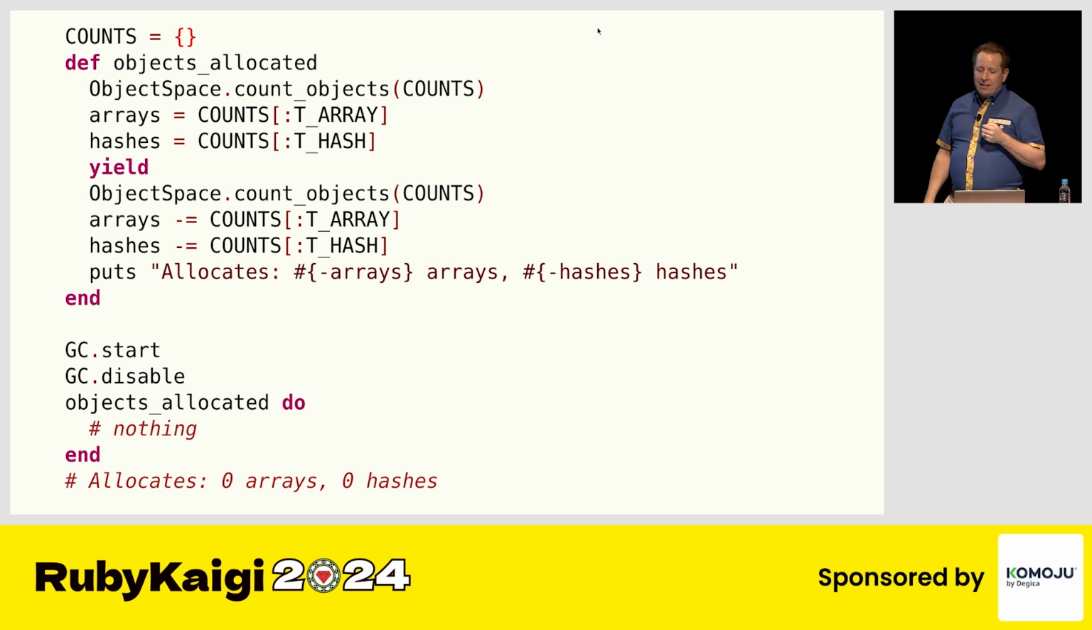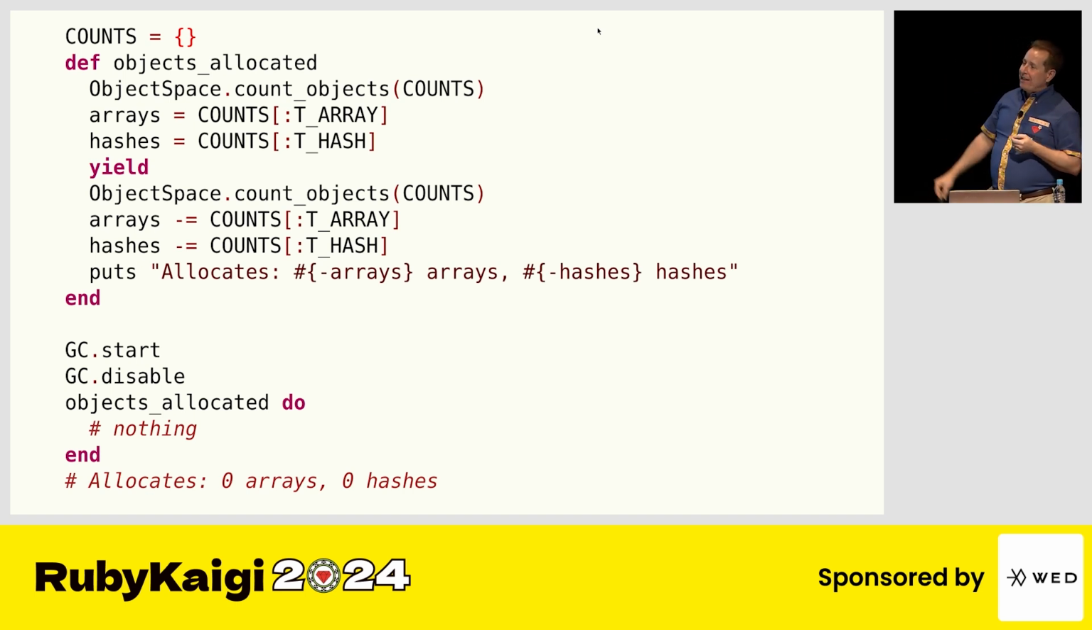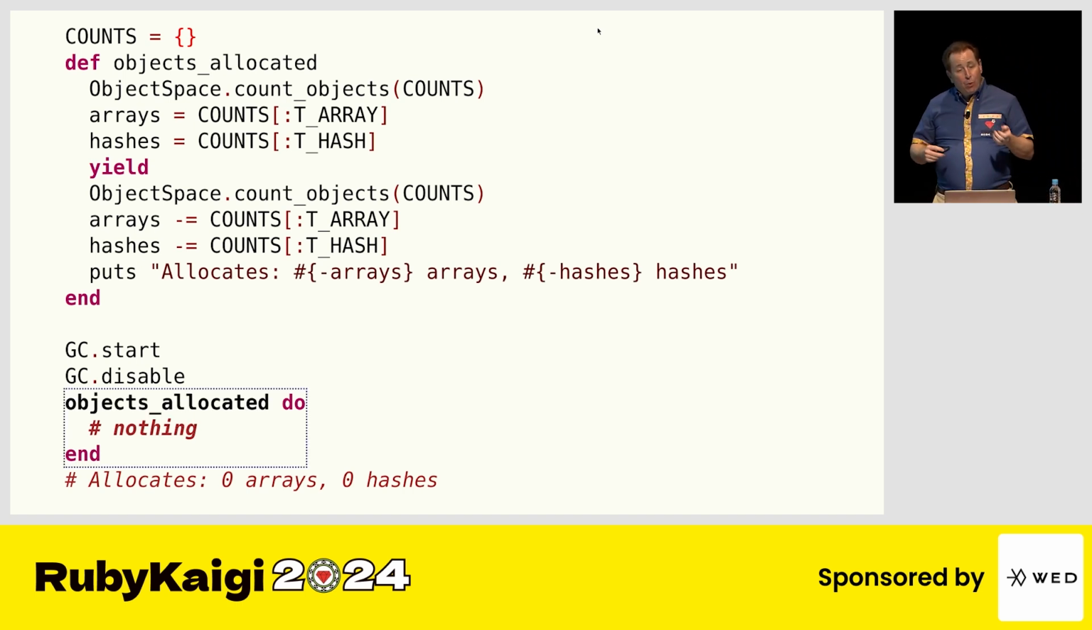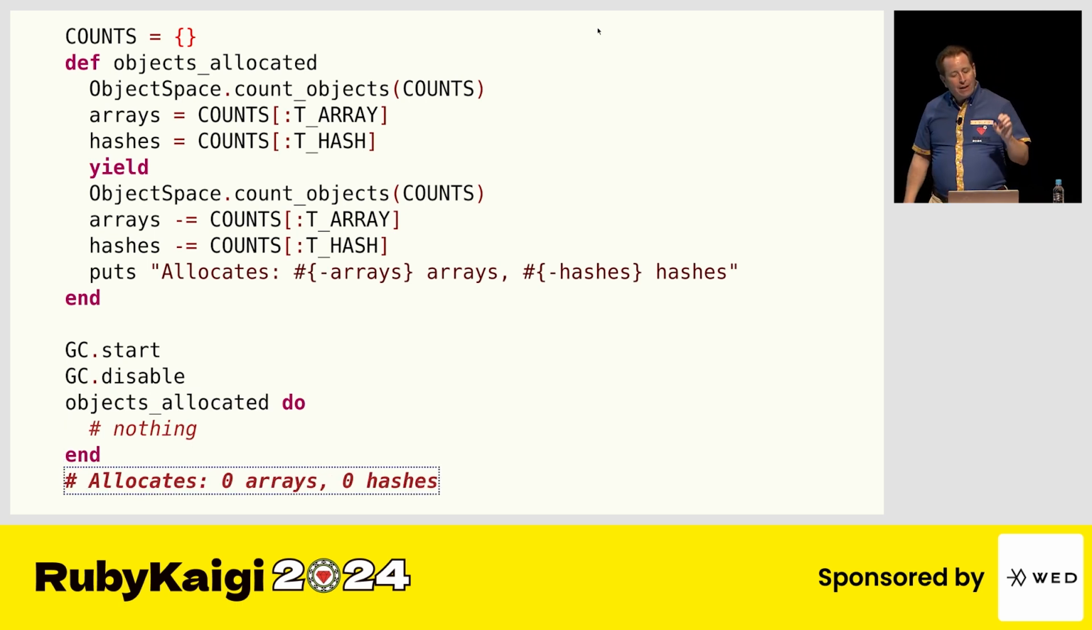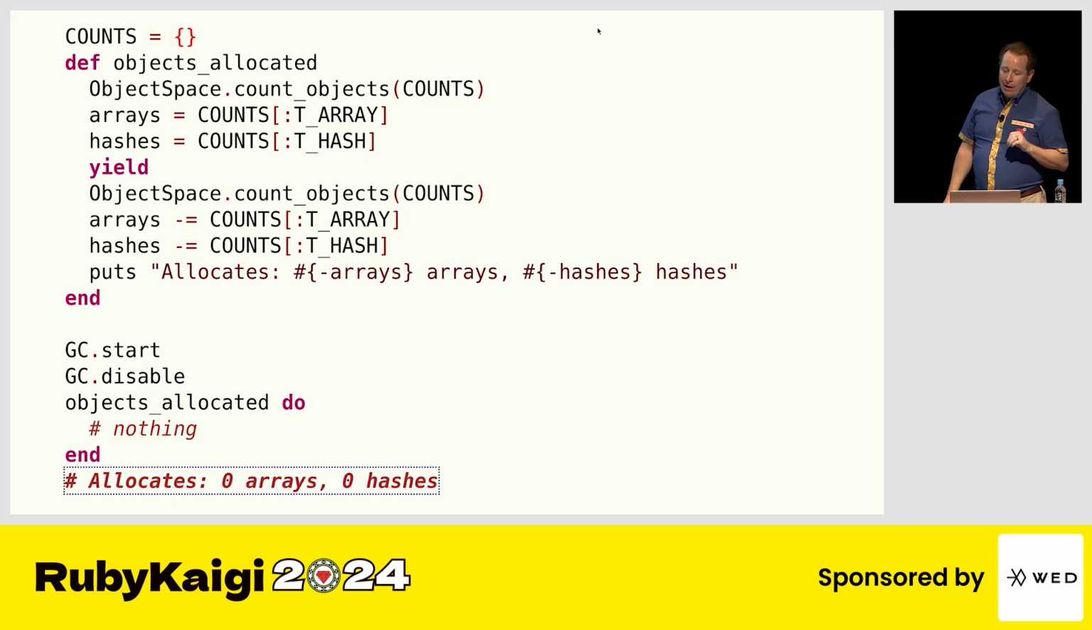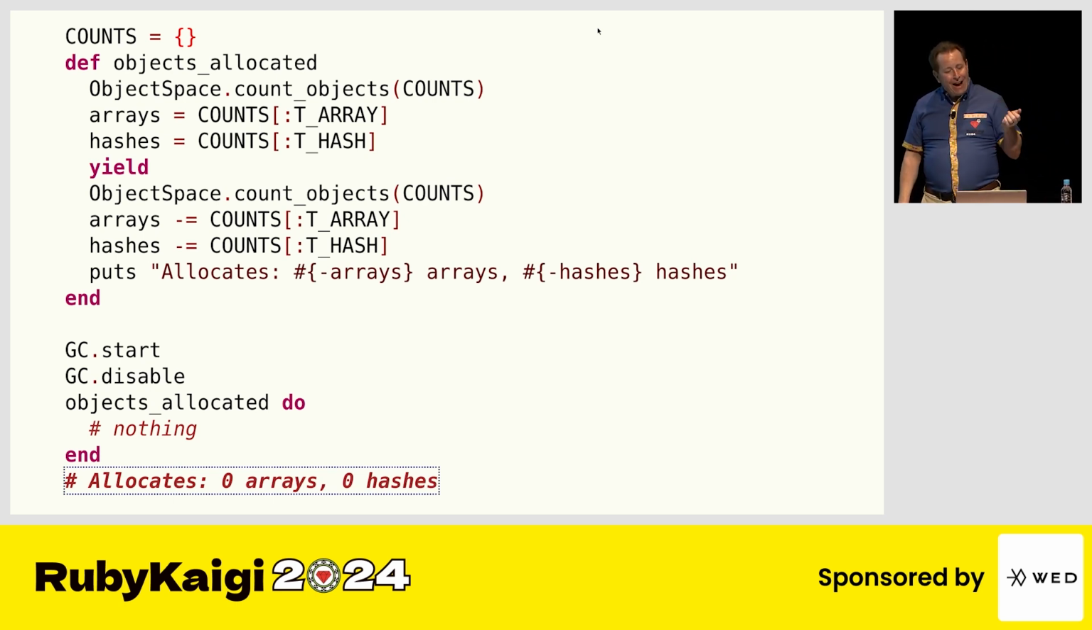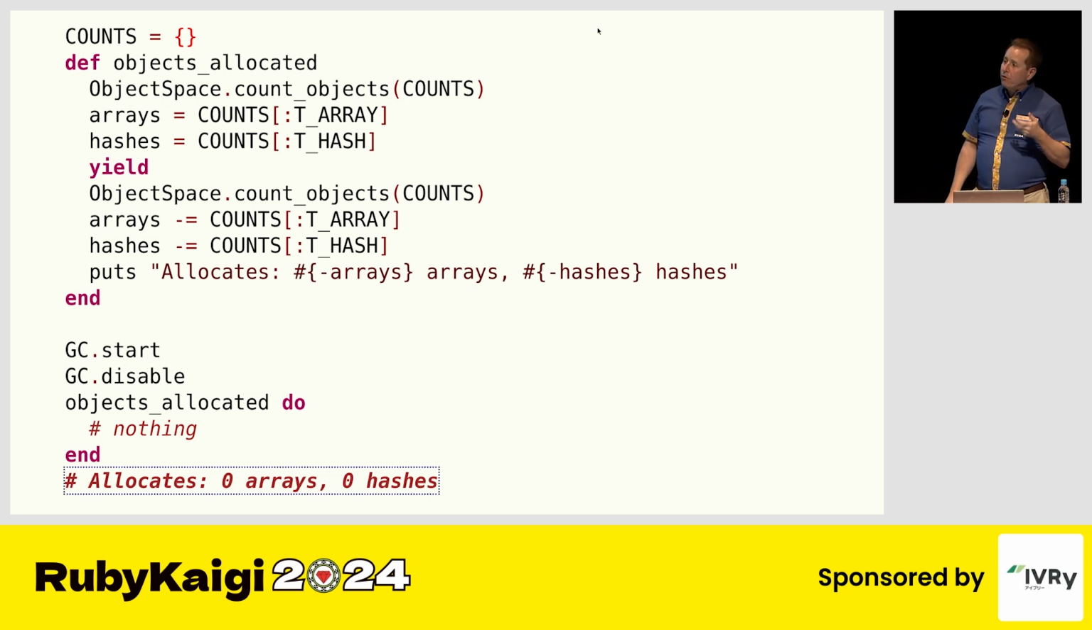So here is a method that displays how many arrays and hashes are allocated inside a block. Unfortunately, I don't have enough time to fully explain how this works, but the important part is you can call the objects_allocated method with a block, and it will print the number of arrays and hashes allocated by the block. Using this, we can examine how many objects are allocated for certain types of method calls.